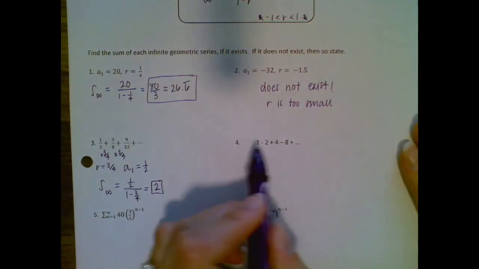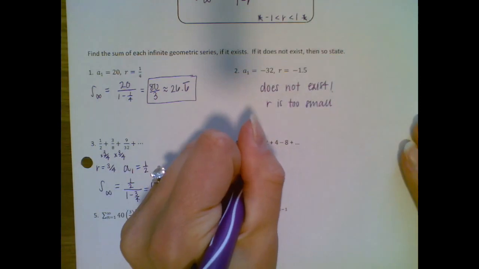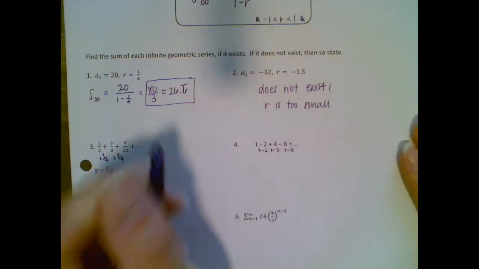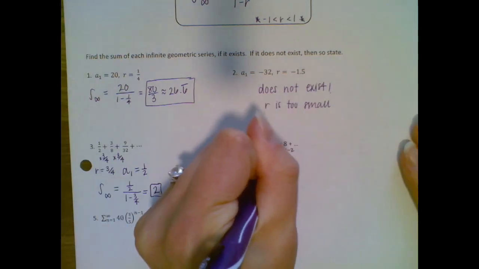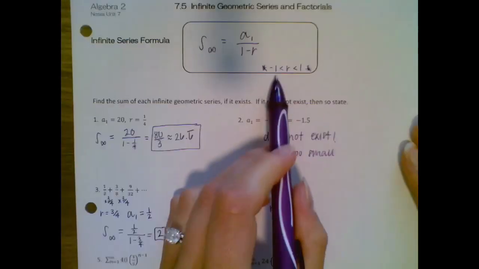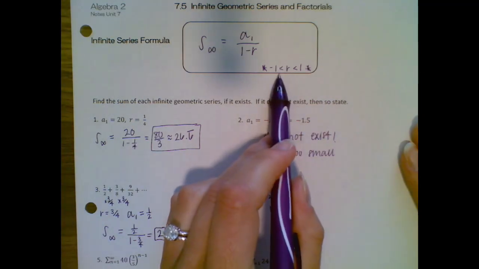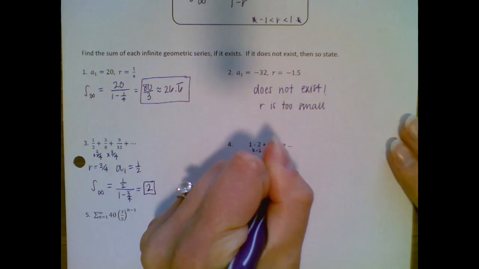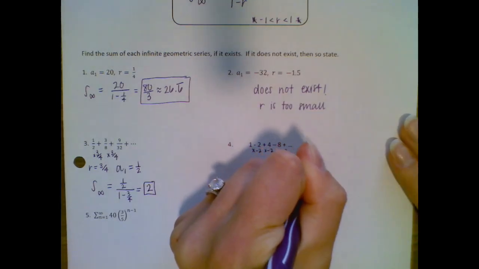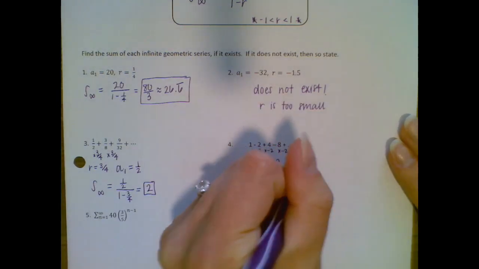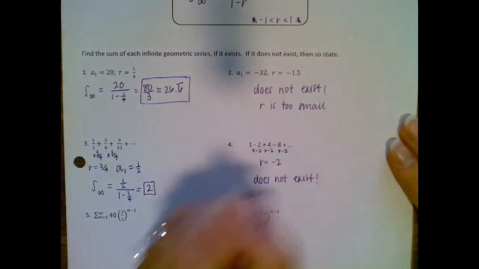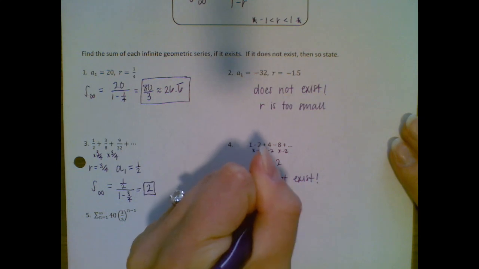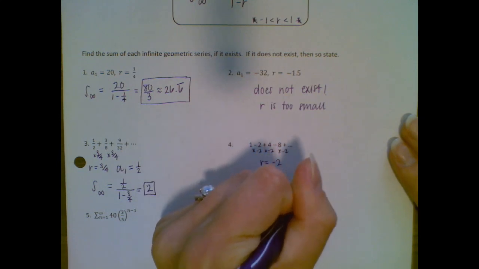Number 4. This geometric sequence, it looks like we're multiplying by -2 each time. So r equals -2. Notice -2 does not fall in between -1 and 1, so this does not exist, because r is too small again.